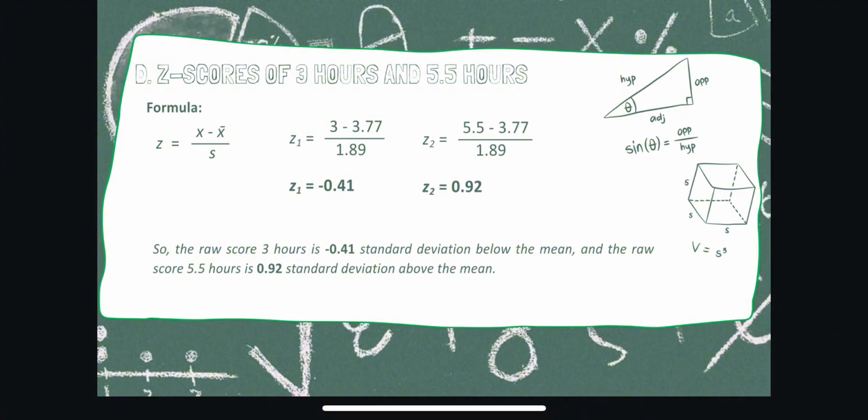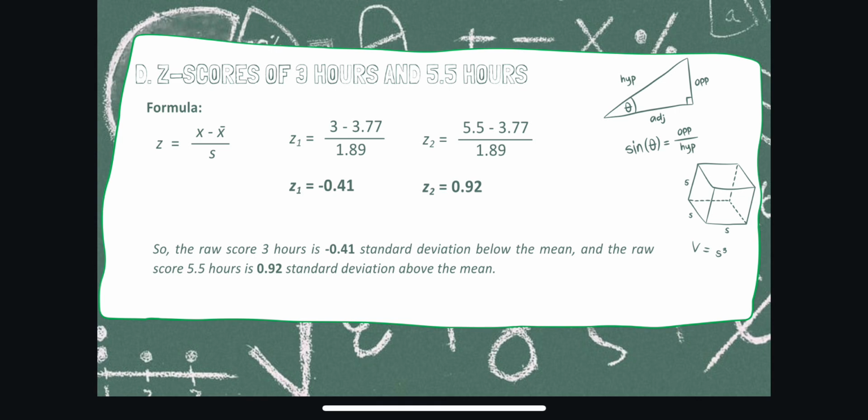Next, we calculated the Z-score of 5.5 hours and obtained approximately 0.92. This indicates that 5.5 hours is 0.92 standard deviations above the mean.